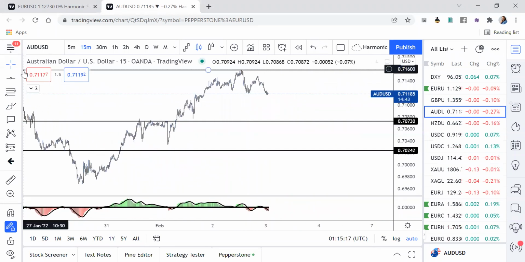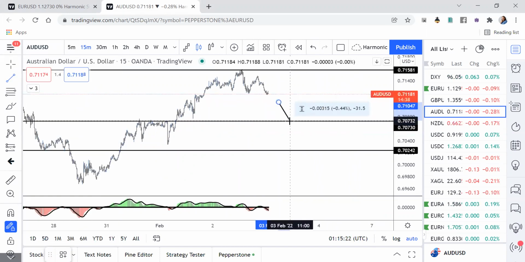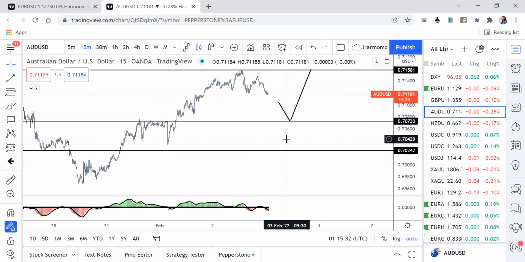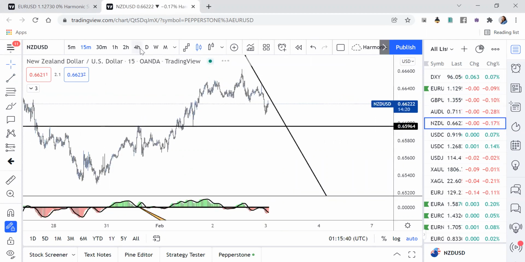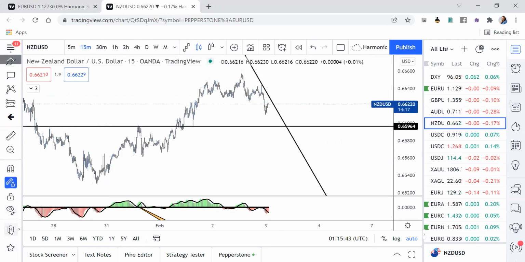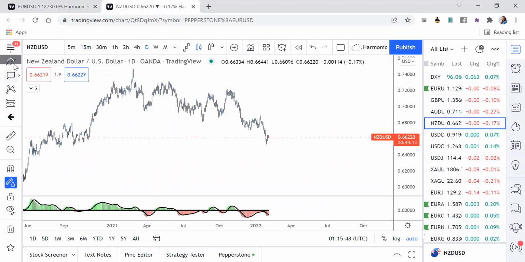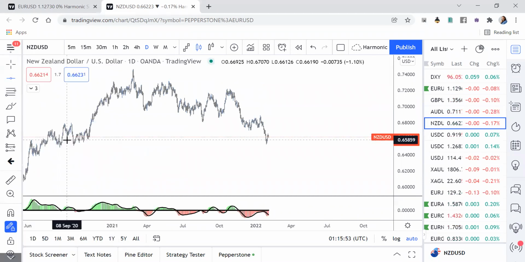All right, so that's my analysis on this. Again, let me go on to NZDUSD. So I want to finish these before the time is up. Okay. So daily time frame, I'm gonna practice the same thing.